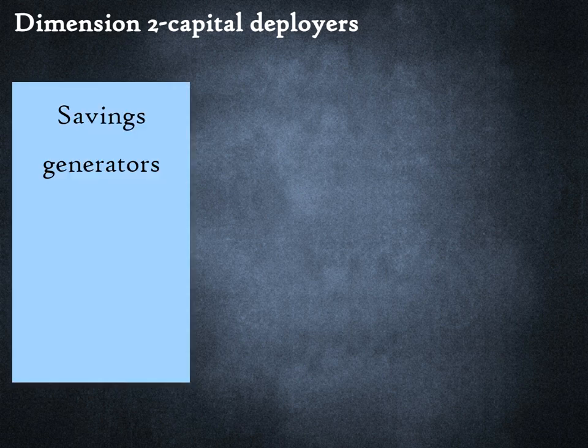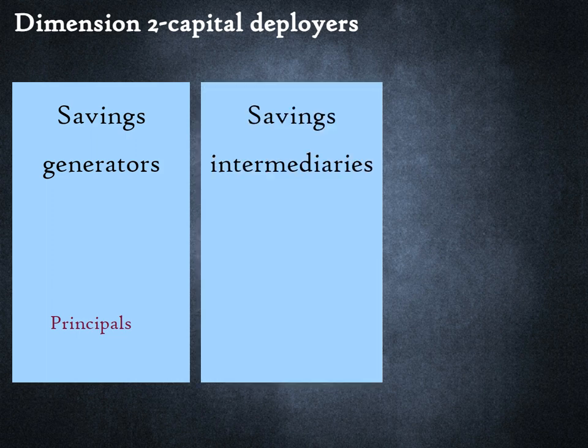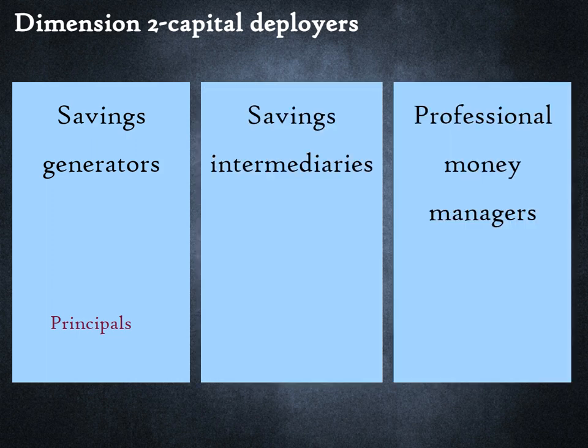Deployers of capital decide where to invest. There are three subcategories of capital deployers. First, are the savings generators themselves. We can refer to them as principals. The second and third are savings intermediaries and professional managers. They are both investing other people's money. However, savings intermediaries like insurance companies, pension funds, and banks take ownership of funds on their own books. They are principal intermediaries. Professional money managers are agent intermediaries. They act as agents for the principals and do not assume the risk on their own books. Click next to learn more about each of them.